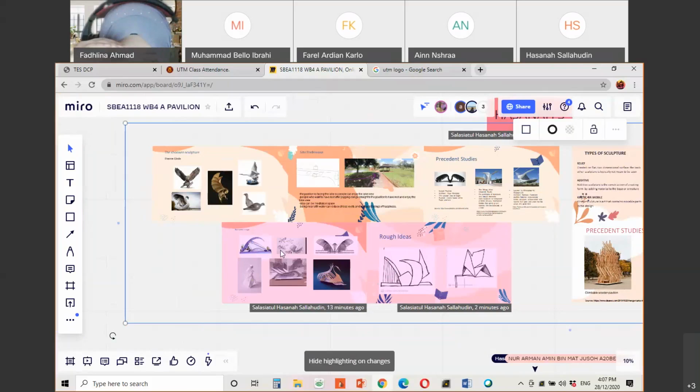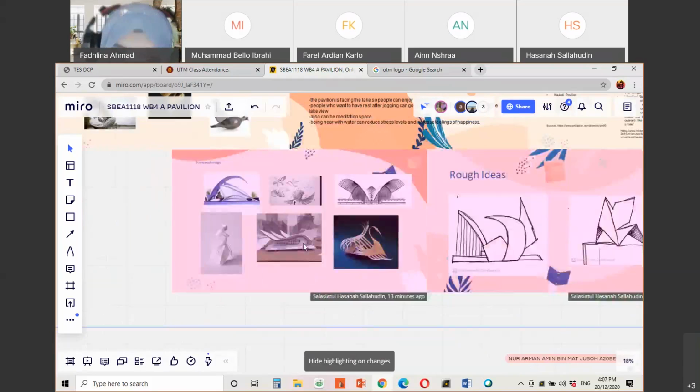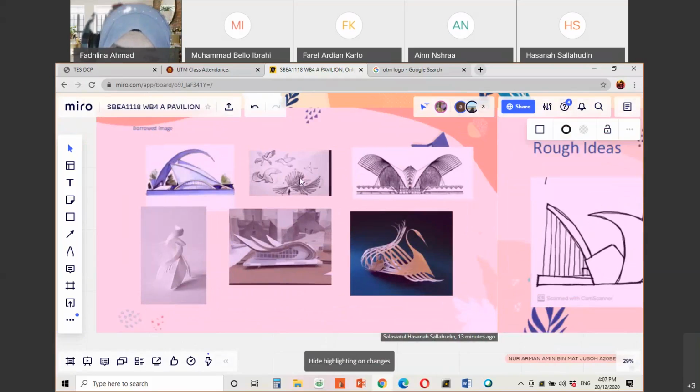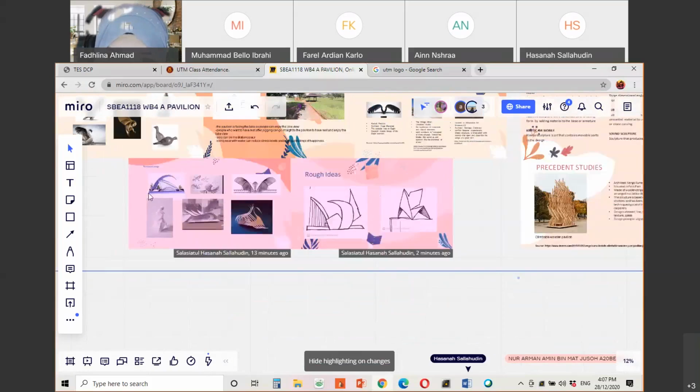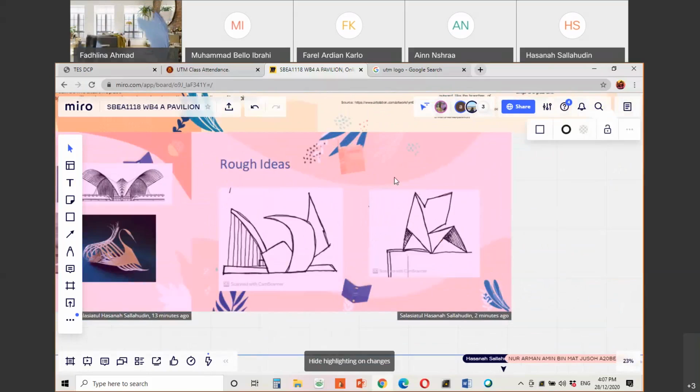Or for instance, you can choose the one that has the same material. Let's say you are choosing something which is made by wood, or you want to mix the material. Okay? But this one is good. I think the image borrowed is related to your preferred sculptures. And then your rough ideas, it can be developed.